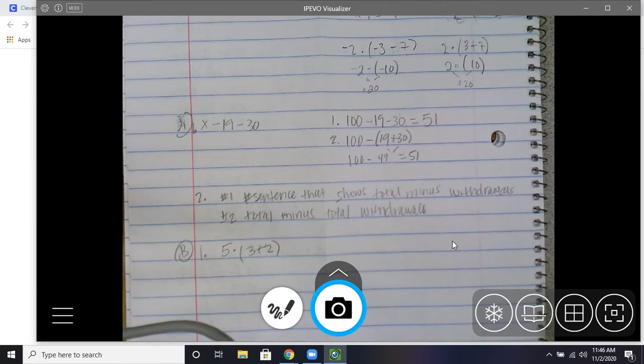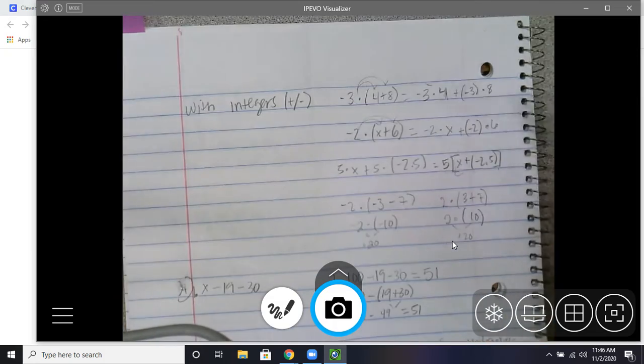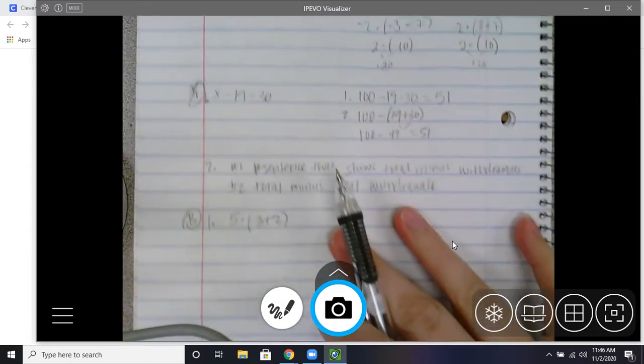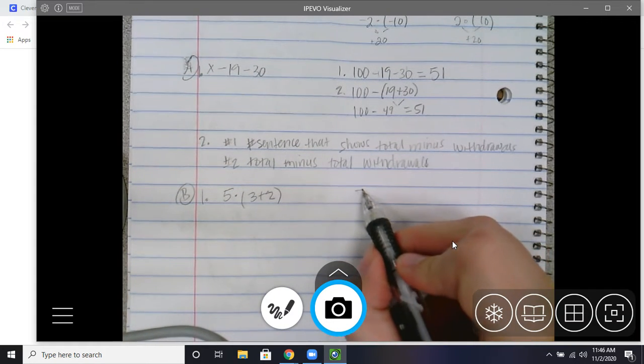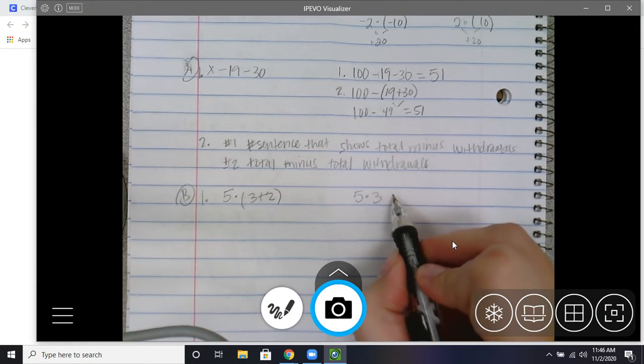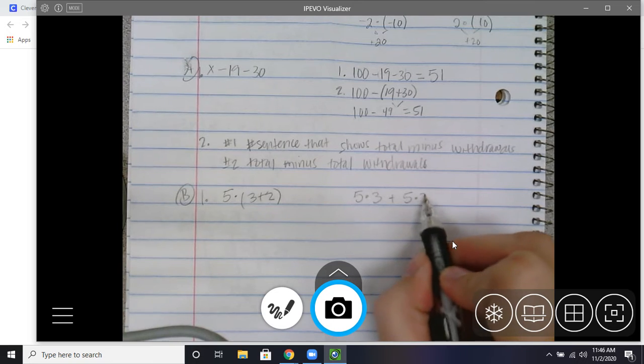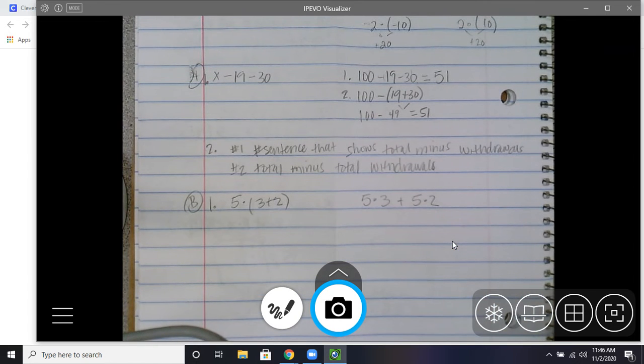But you have to pay attention to what the direction says. So you're going to write each of these in expanded form. So you're going to break them apart like it did up here. Okay, so that's what we're doing right now. So we're taking that and we're going to break it into, okay, so it's 5 times 3 and 5 times 2. That's all you have to do. You don't have to find the answer yet.